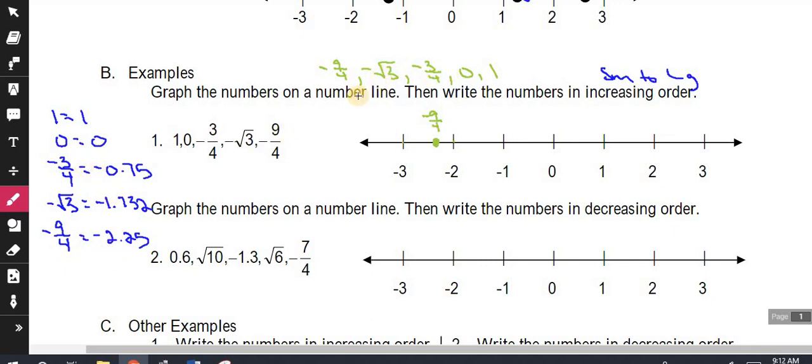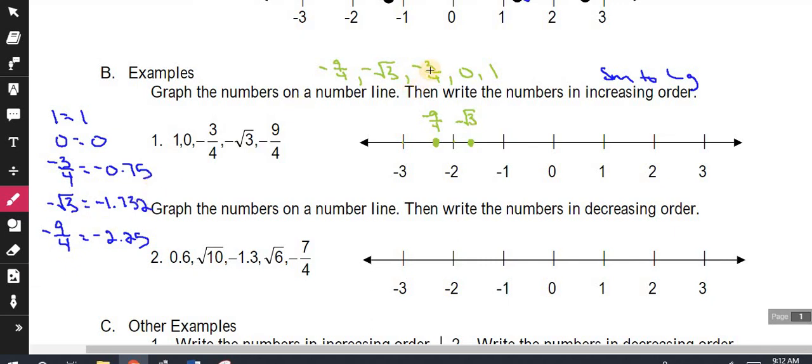My negative square root of 3 is negative 1.732-ish, so that will occur between negative 1 and negative 2. It'll be a little more than halfway past our negative 1. So we're going to be somewhere in here. So that's going to be our negative square root of 3.